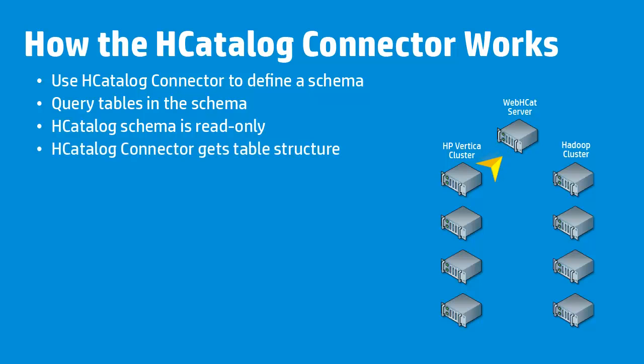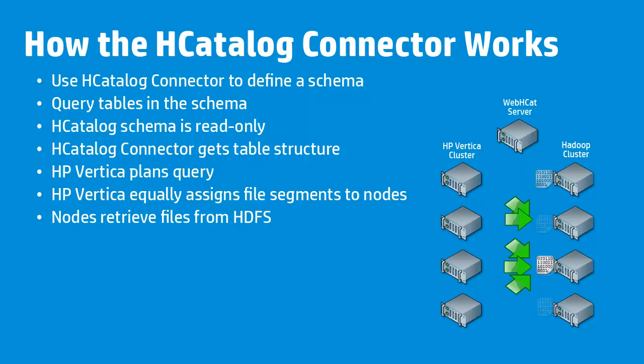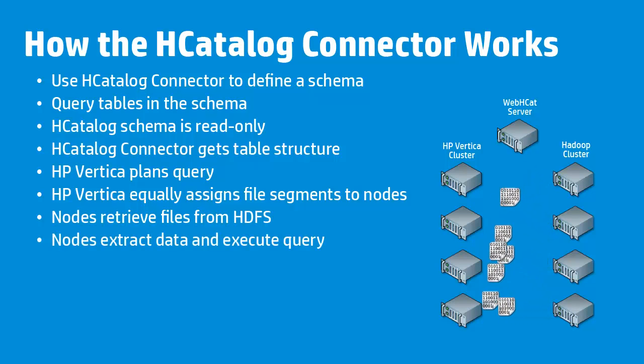When you query data from a table in the HCatalog schema, the HCatalog connector retrieves the structure and data storage locations of the Hive table from the WebHCat server. HP Vertica uses this metadata to plan your query. When your query executes, HP Vertica locates the file segments in HDFS storing the data in the Hive table or tables being queried. It equally assigns each node in your HP Vertica cluster a set of file segments to retrieve from HDFS. The nodes all retrieve and extract the data file segments and then execute the query.